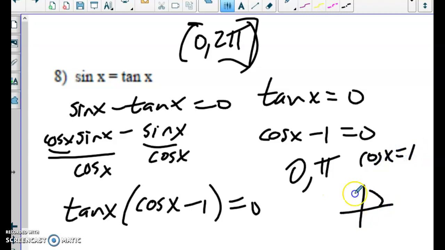And if I go to my unit circle, we know that the cosine is equal to 1. Cosine is the x value, and that happens at 0 also. So those are the values that work.